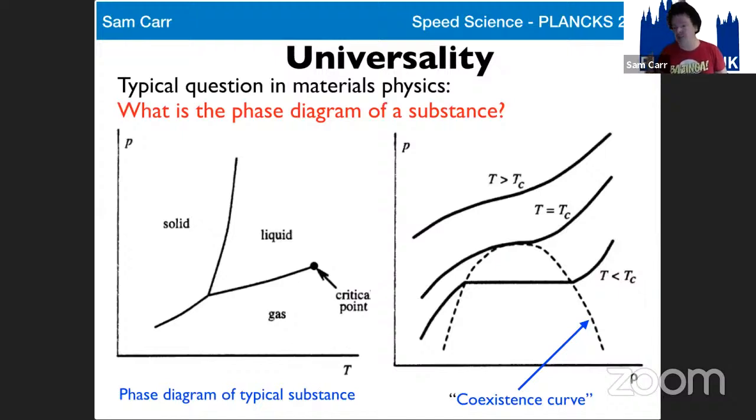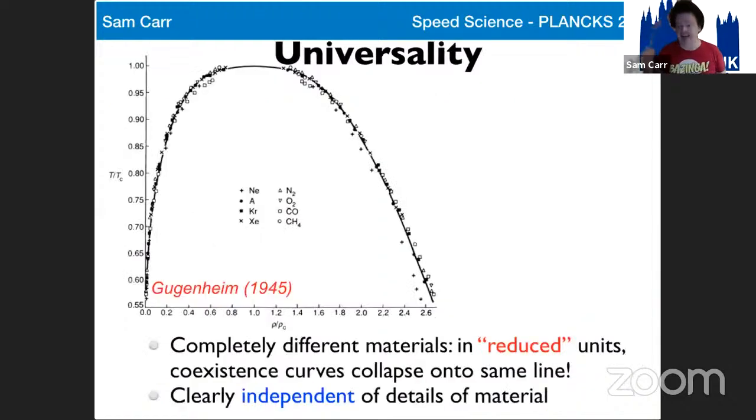And where this jump happens, the different densities, gives something called a coexistence curve. And you may think, well, understanding this depends on all the details of the material. Okay, think again. Here's a plot of the coexistence curve. I've scaled it as theoretical physicists want to do, in what I call dimensionless units. So the density is divided by the critical density and the temperature by the critical temperature, and all this data falls on a nice line.